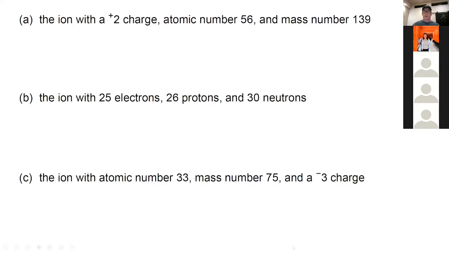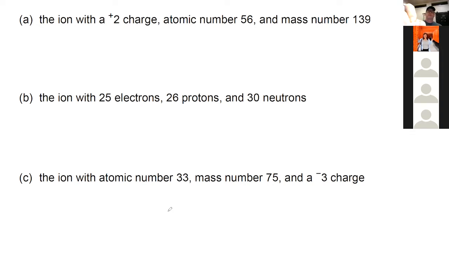All right, so you're going to have to use your periodic table here to figure these ones out. First one, I have an ion with a +2 charge, an atomic number of 56, and a mass number of 139. So how do I write an ion with this information in it? What's the first thing I want to write down? What the element is. And how do I figure that out from this information? What the atomic number is.